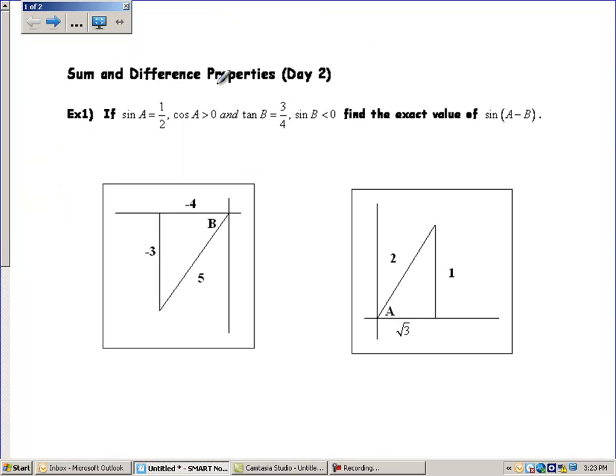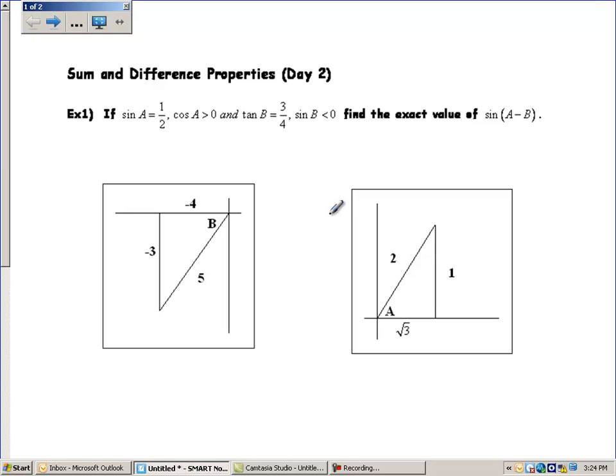Going back to blue. We are going to do an example that's going to look a little more technical than we saw yesterday. So this example is: if sine of A is 1/2 and cosine of A is positive, that's what the little greater than 0 means, and tangent B is 3/4 and sine of B is negative, then find the exact value of sine of A minus B.